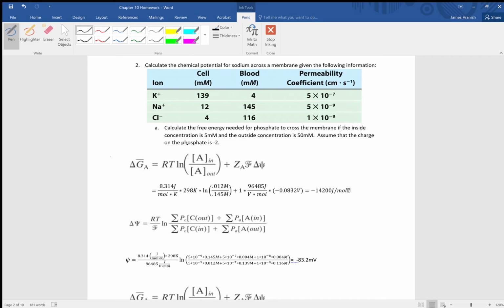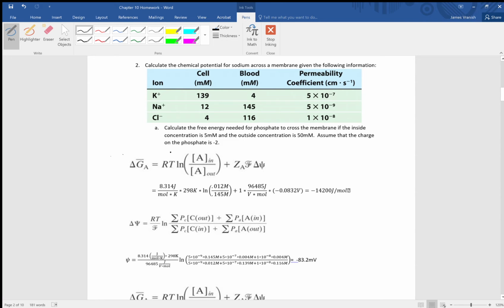All right, question number 2 asks you to calculate the chemical potential for sodium across a membrane, given the following information. Now for a chemical potential of anything that is charged across the cell membrane, you'll use this particular equation here. So the chemical potential is the same as delta G. If we're talking about something that wasn't charged, we could use this exact same equation. We would just lose the part dealing with the charged species, or the charge. So we want to use this particular equation.